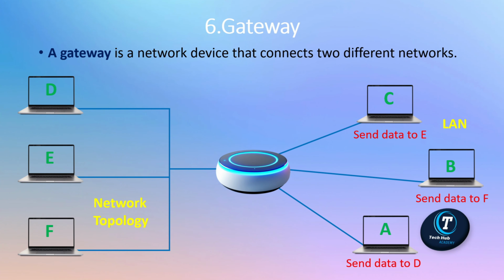Number 6, gateway. A gateway is a network device that connects two different networks. This helps the two networks communicate. It translates data from one format to another so both networks can understand. Every time you browse a website, your request passes through a gateway that connects your local network to the internet. Routers can act as gateways when connecting to the internet. Gateways are crucial for connecting different systems, like a school network to the main district network.